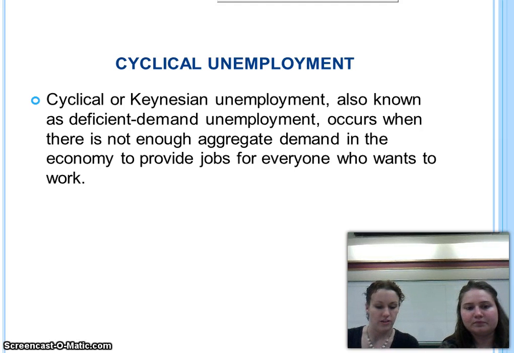Statistical unemployment is also known as deficient demand unemployment. It occurs when there is not enough demand in the economy providing jobs for everyone who wants one. This type of unemployment increases during the recession and decreases during expansion. Businesses are unwilling to spend money on wages when they believe that consumers are not willing to spend money on products.